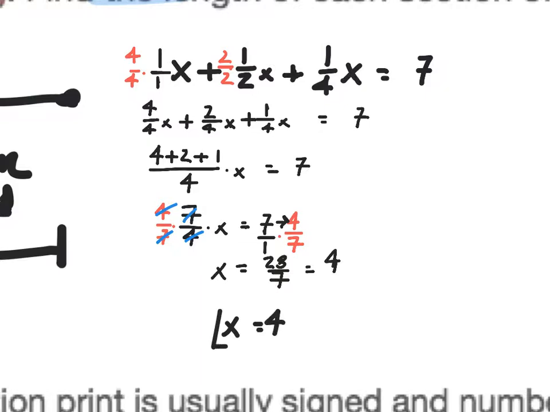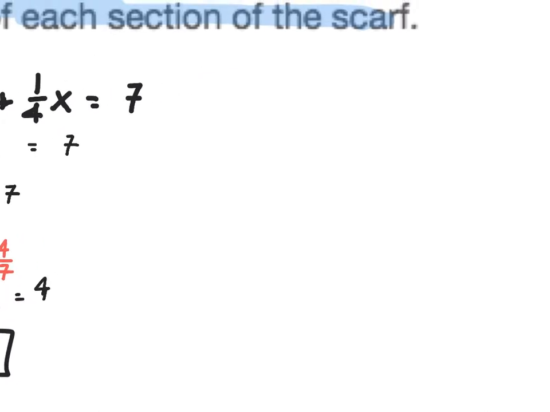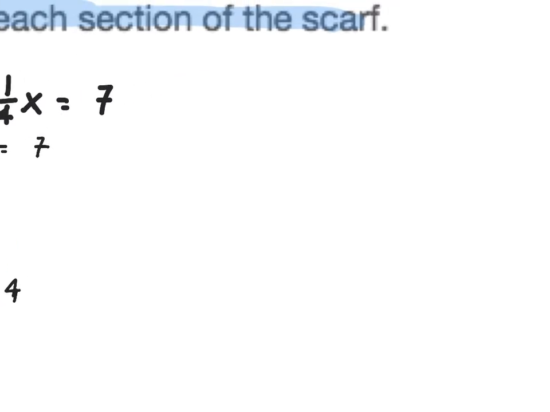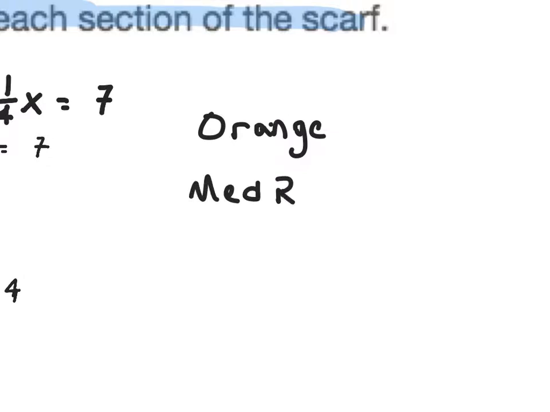Now what I need to find are my different sections. So I've got my orange section, I've got my medium red section, and I have my dark red section. Now, my orange section was just x. My orange section is 4 feet, and that's what I know.